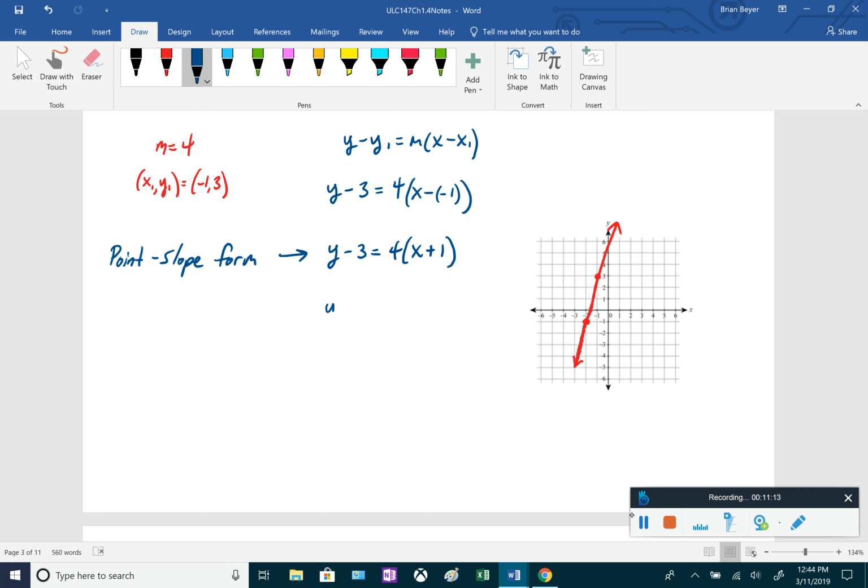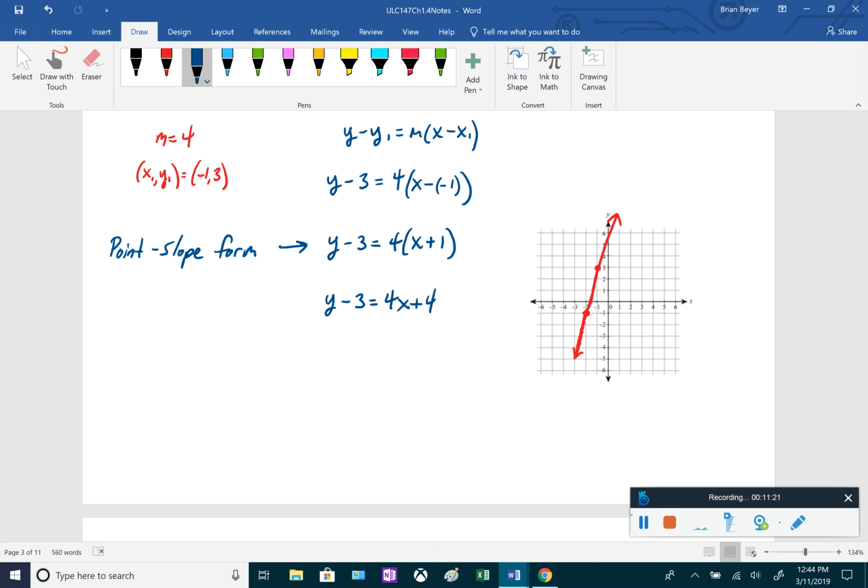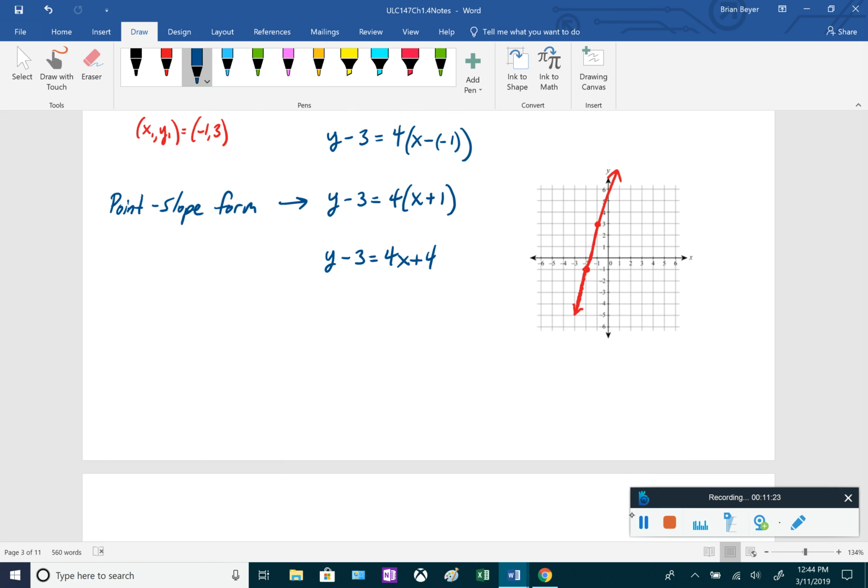When we solve this for y, we have to do two things. We have to distribute the 4, so we get 4x plus 4, and then we have to add 3 on both sides. We have to isolate that y, so we add 3, the opposite operation of subtracting. So it's going to be y equals 4x, 4 plus 3, so plus 7. That's something called the slope-intercept form. We'll mention that in a second. But there's our answer. We have our two forms of the equation of a line.